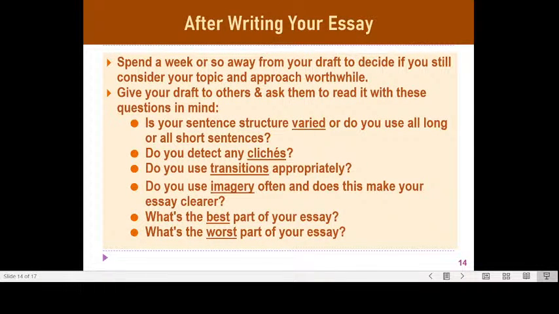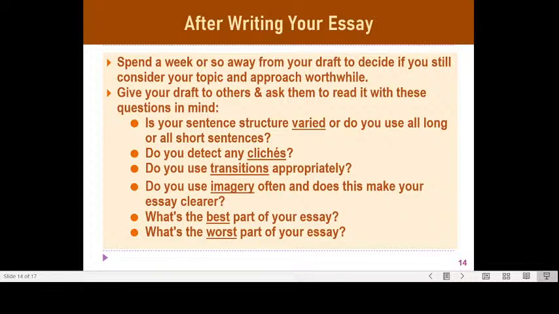After writing your essay, spend a week, just put it aside for a week, for a few days, and then go back to it to decide if you still consider the ideas and the topics you've included and your approach, how you express those ideas and topics, how you answered the questions. If you're satisfied with those, give your draft, this is another option, to other people and ask them to read it with these questions in mind.